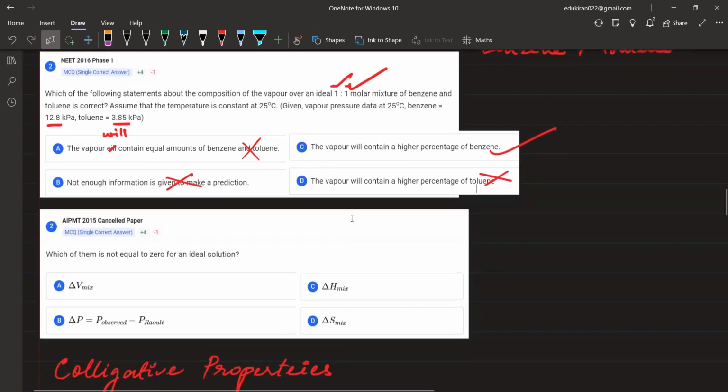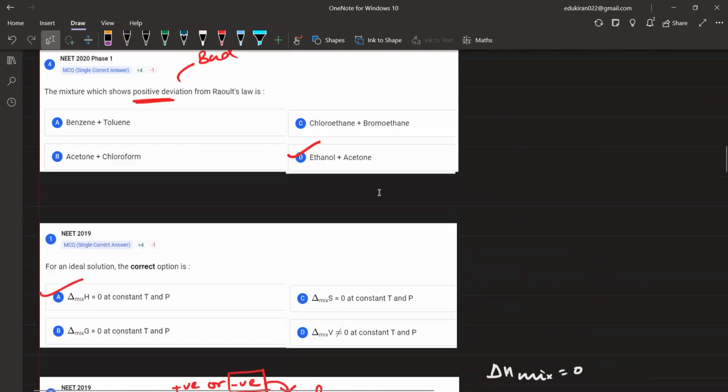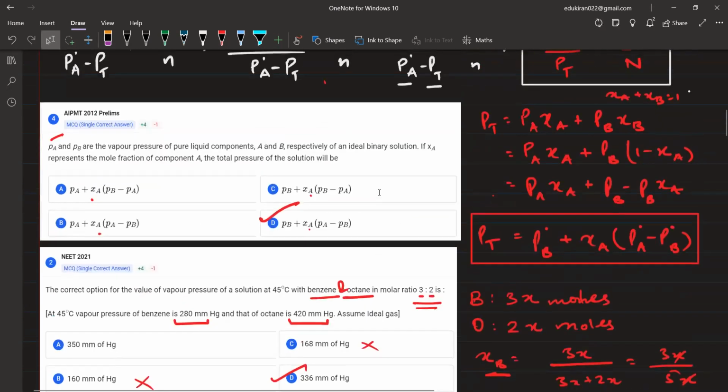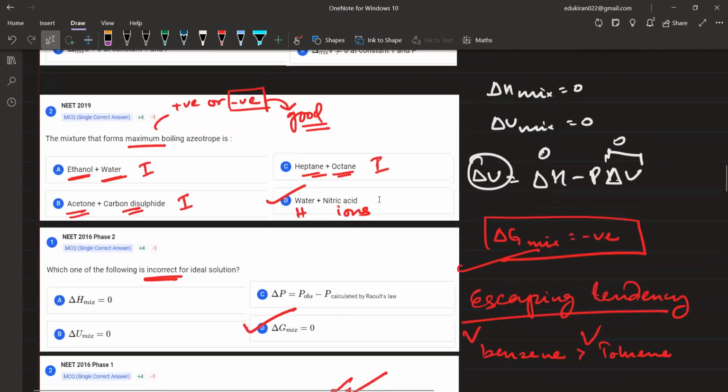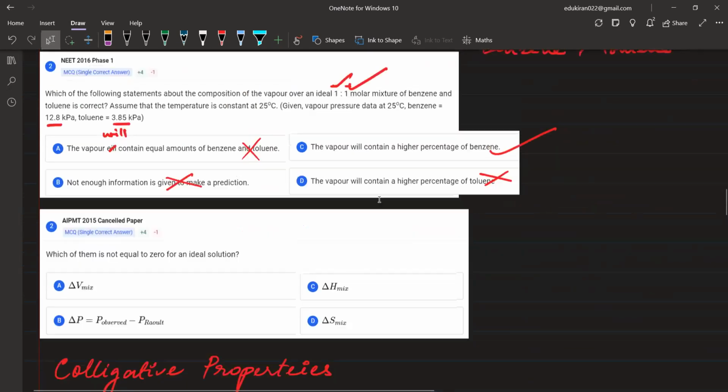चलिए नेक्स्ट क्वेश्चन देखिए. कितने सवाल कर लिए हम लोगों ने? 1 2 3 4 5 6 7 8. This is the 8th question. Tell me which of them is not equal to 0 for an ideal solution? It is not equal to 0. Okay, I'm going to give you guys 2 minutes. आराम से बताइए, इसका आंसर मिल जाना चाहिए.